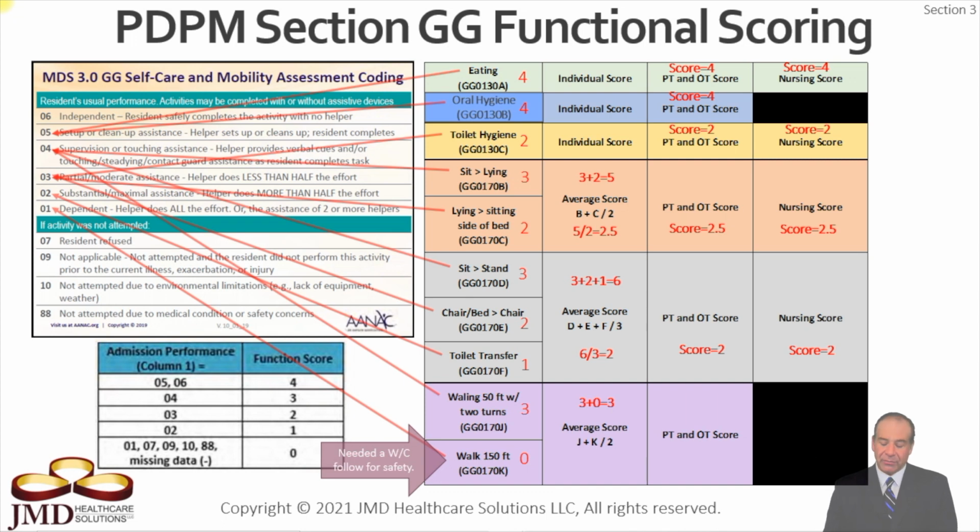Why not? Make sure you're following this all the way through. 3 divided by 2, 1.5, right? Don't round it. Leave it. Carry it across to your OT-PT score. Then we'll total these up, and we get our final functional score, the Section GG score that you will see on that end, split for nursing and therapy.